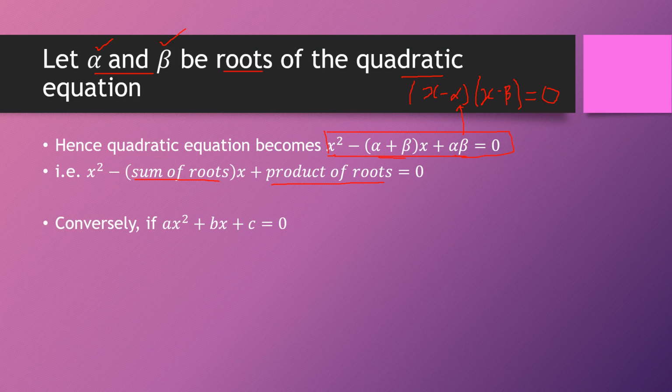Now reverse way, if I know ax square plus bx plus c is my quadratic equation, what is the answer for sum of roots and what is the answer for product of roots? So sum of roots is given as minus b by a, that is minus coefficient of x upon coefficient of x square. Same way for product of roots, I'll get c by a, that is constant term upon a.